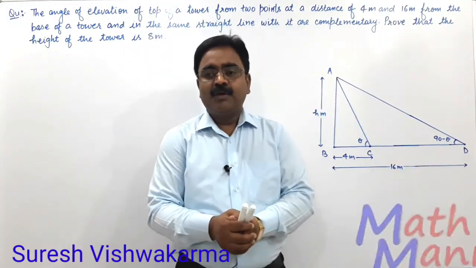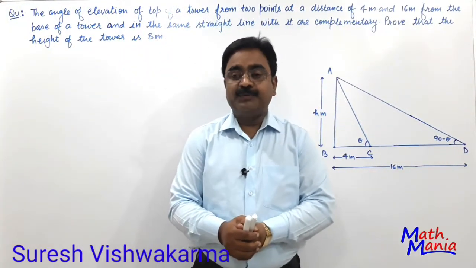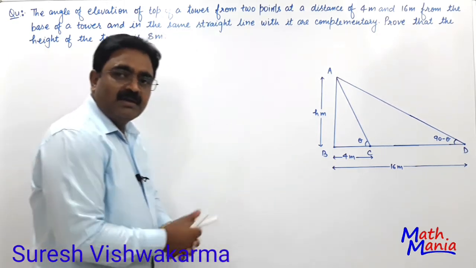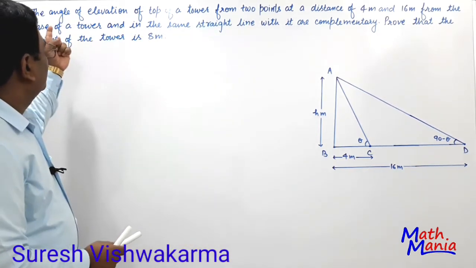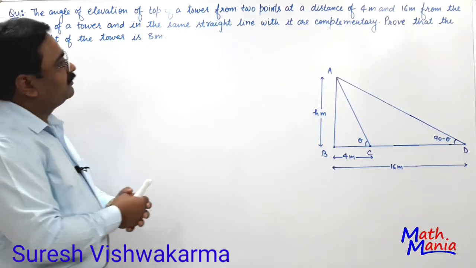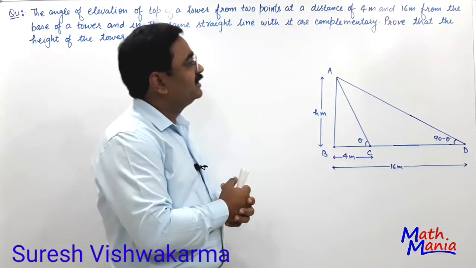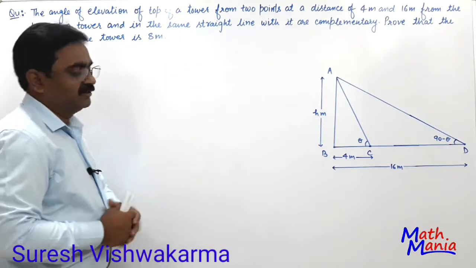दोस्तों, here are few questions which are very important for your board exams. One of them: the angle of elevation of top of a tower from 2 points at a distance of 4 meter and 16 meter from the base of the tower.